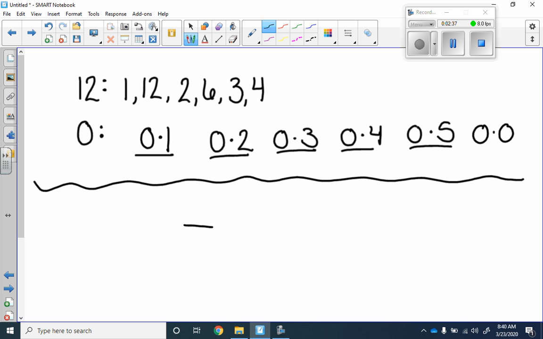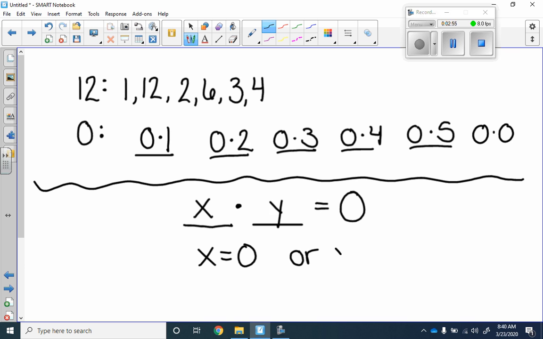So the reason why factoring becomes important is because we're going to end up getting to some point where we're going to take two numbers, multiply them together, and we need to get 0. Well, the only way you can get 0 is if one of those two factors is 0. So if I had x times y equals 0, either x would have to equal 0 or y would have to equal 0. Now they both could equal 0, but one of them has to.